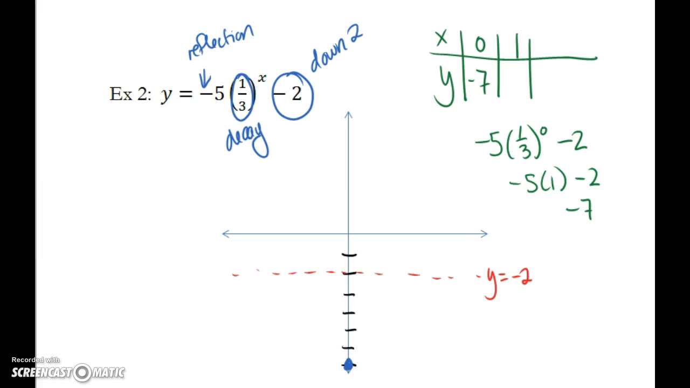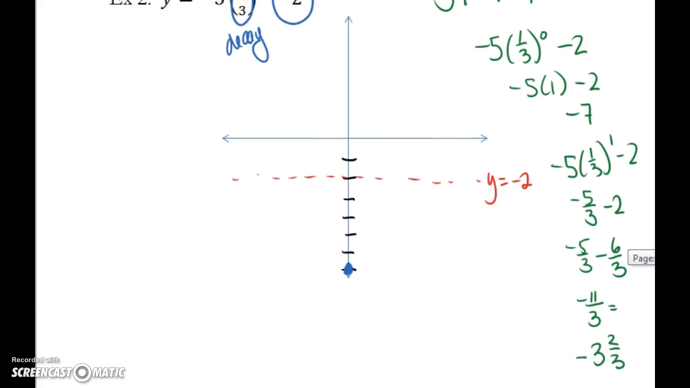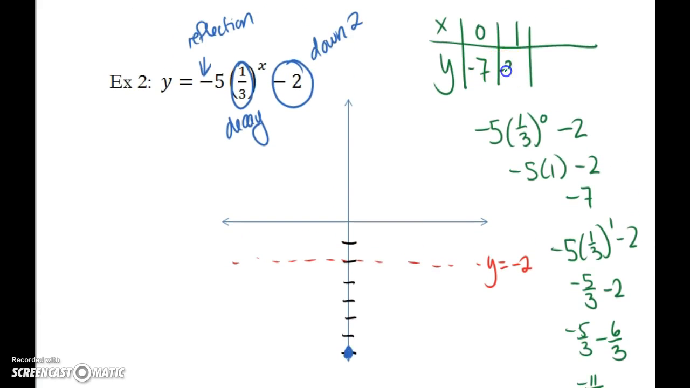All right, now let's pick 1. If we put 1 in, we have -5 times 1/3 to the 1 minus 2. So that's -5/3 minus 2, -5/3 minus 6/3. That's -11/3, which is equal to -3 2/3. So almost -4. So at 1, we have -3 2/3, almost -4.